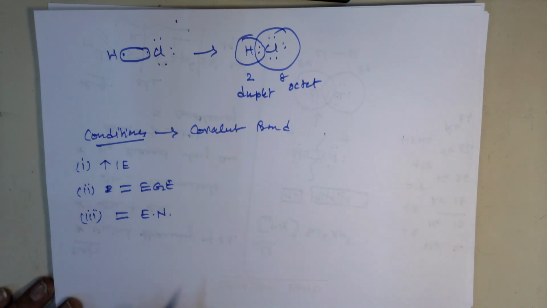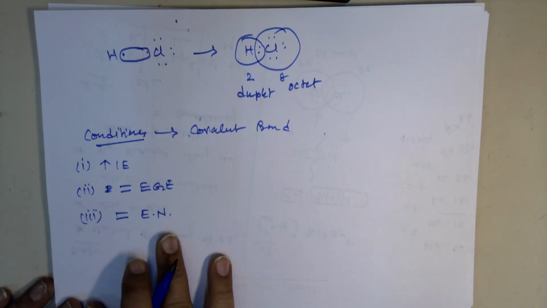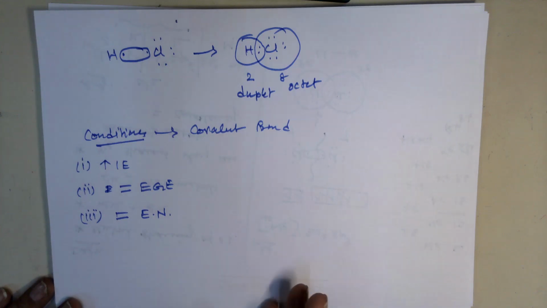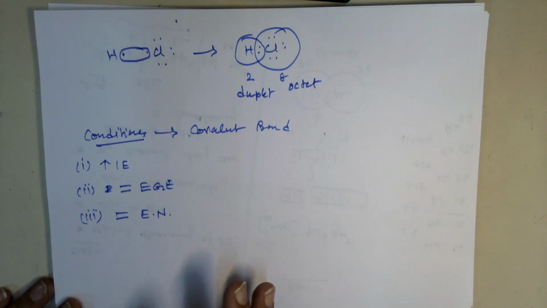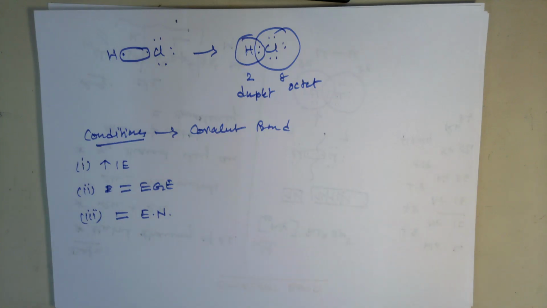Similarly, electronegativity. Electronegativity means what? Electron withdrawing tendency. So both have equal electron withdrawing tendency, so there is no much difference in the electronegativity. And thereby, this kind of covalent bond can exist or form.